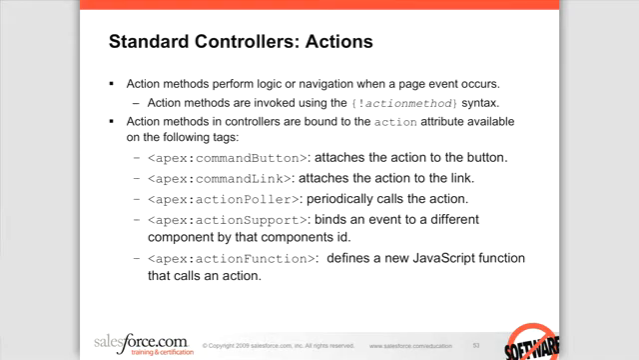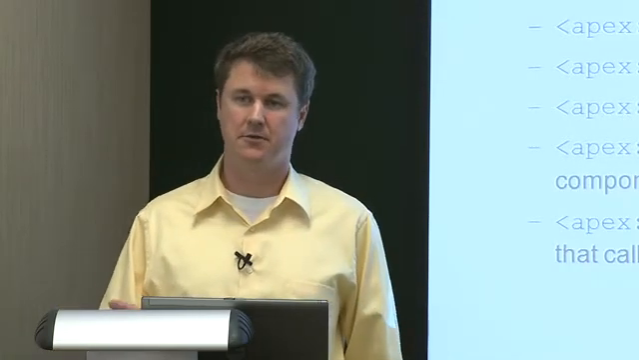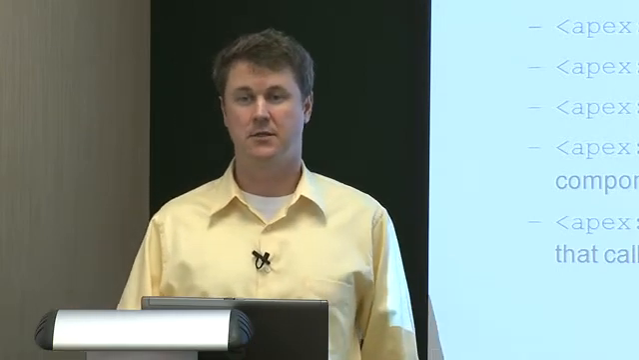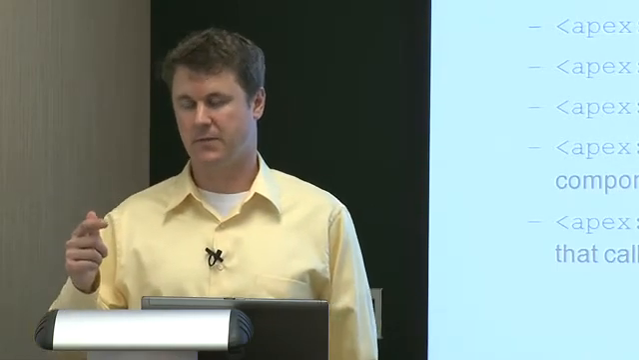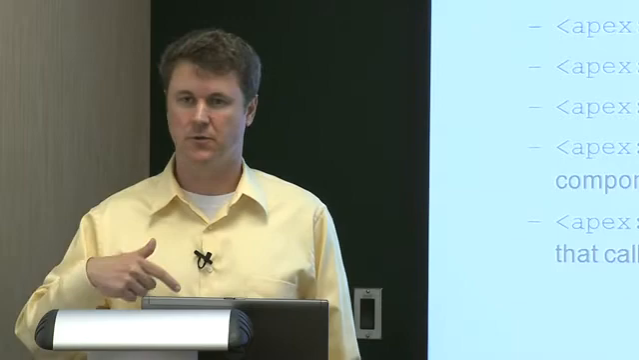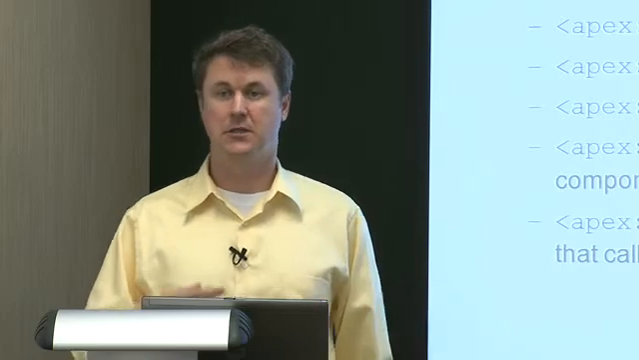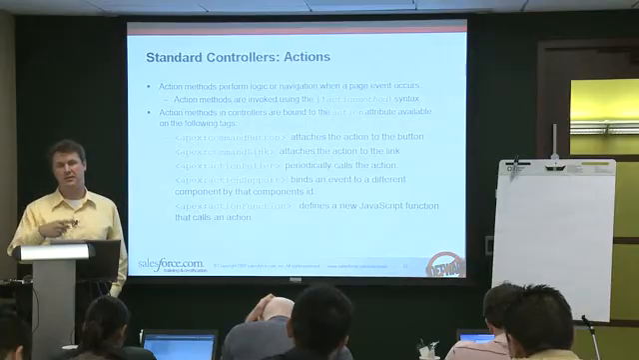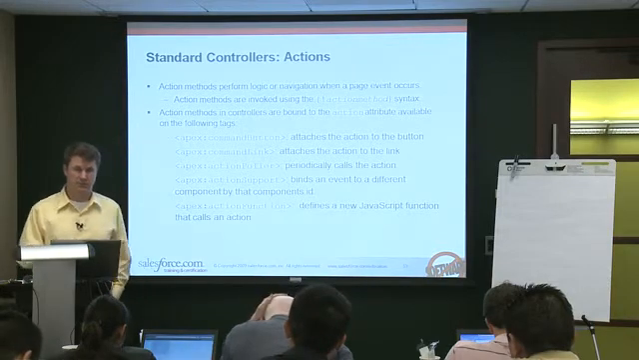And then there are some AJAX-enabled tags, things like actionPoller, actionSupport, and actionFunction. These are 3 different mechanisms for calling those action methods. The actionSupport is based on event handling. The poller, I always use the example of something like a stock quote, where we're continually going out and getting the latest values. Or the actionFunction, which will generate a JavaScript function, which we can then call from some JavaScript that we write in order to perform that request.